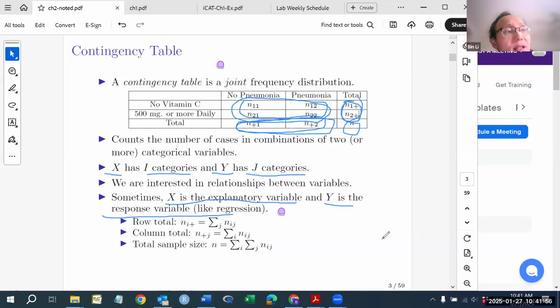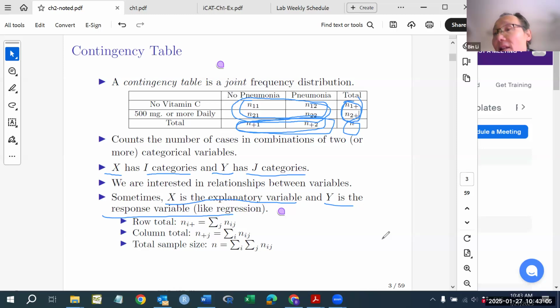And if one variable happens before the outcome of the other variable, so there's a time difference, x comes first, y comes later, then it's okay to have y as the response and x as the explanatory variable, right? And also in some experiment designs, if one factor is what we controlled and another factor is what we measured, then the one that we controlled is the x. The one that we measured is the response, right?